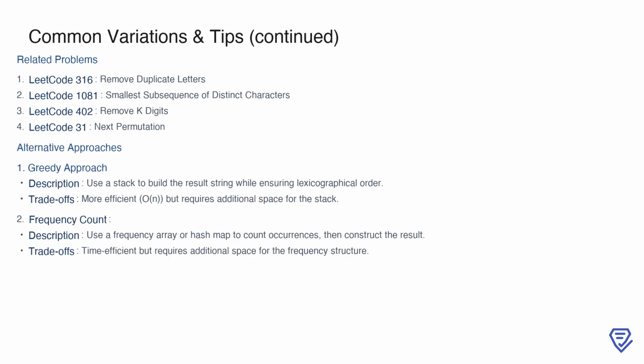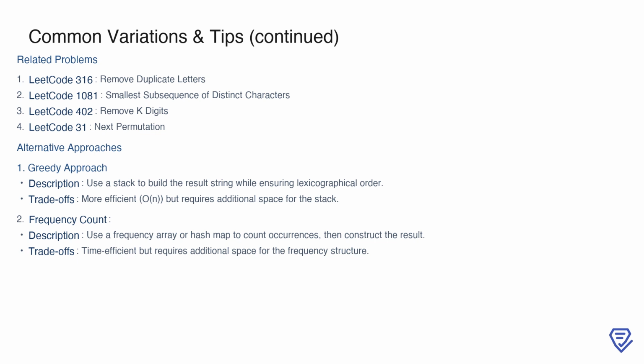This problem is closely related to several others that you might encounter on LeetCode. For example, LeetCode 316, which involves removing duplicate letters, or LeetCode 1081, which focuses on finding the smallest subsequence of distinct characters, share some conceptual overlap. Similarly, problems like LeetCode 402, which is about removing k digits to form the smallest number, and LeetCode 31, which involves finding the next permutation, also challenge you to think about ordering in optimization.